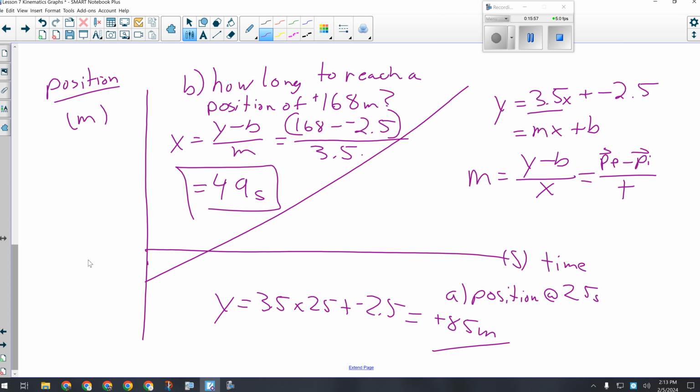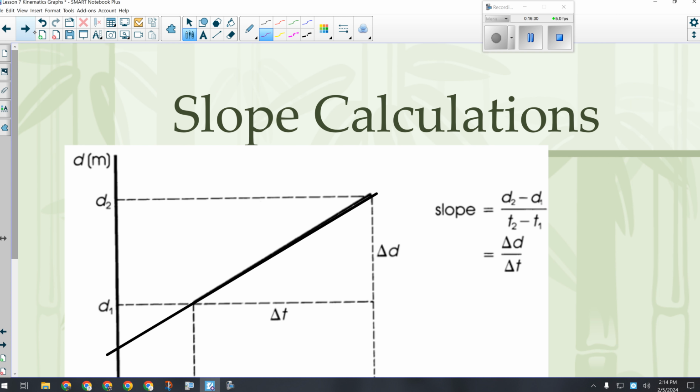This is either good news or bad news for you, depending on whether this rings a bell. This is tomorrow's lab. Position versus time graph, linear functions. What's the slope? What does it represent? How do I calculate how far it will go in a certain amount of time? How do I calculate how long it'll take to reach a certain position? That's tomorrow's lab. We've done stuff like that before, so that lab should be fairly familiar territory for you. So, slope calculations.